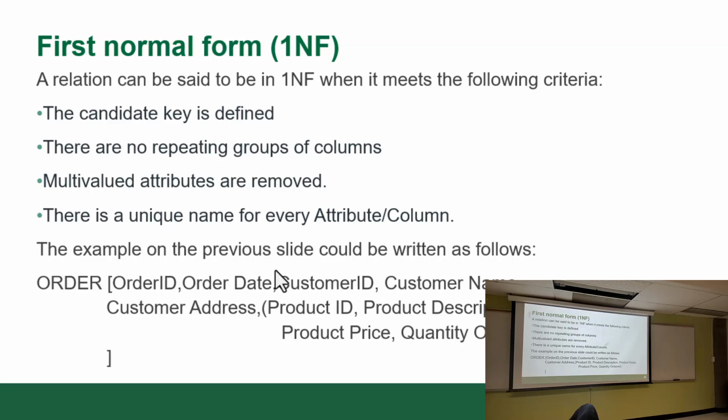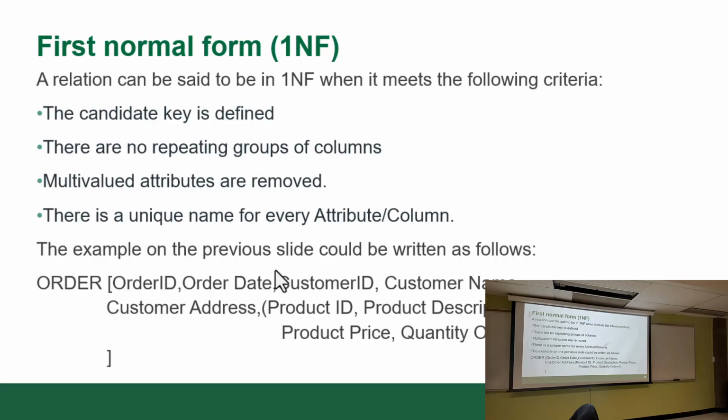So to be in first normal form, it has to meet certain criteria. A candidate key is defined. So we've identified how we're going to uniquely pull a record of data out of that table. There's no repeating groups of columns or repeating groups of rows. Multi-valued attributes are removed. The example doesn't have any of those. A multi-valued attribute would be a list of skills a person has. Right? You have multiple skills, one of you.